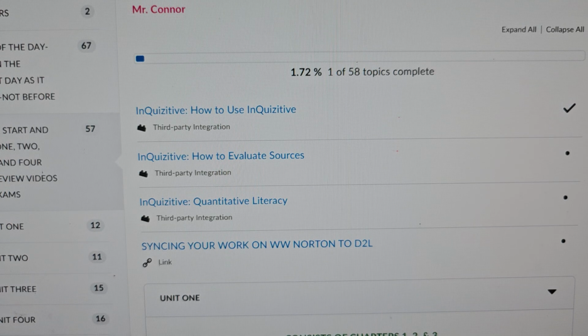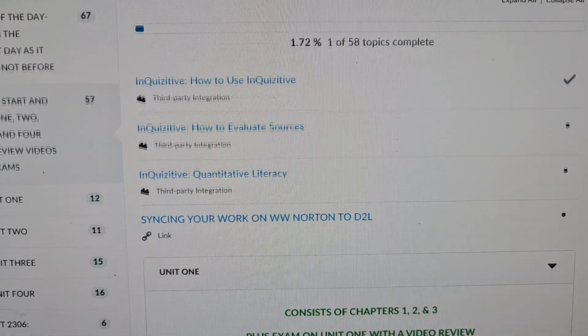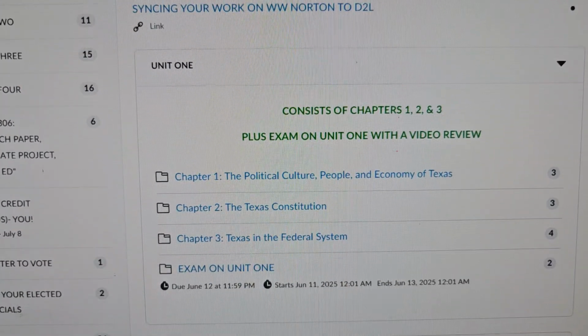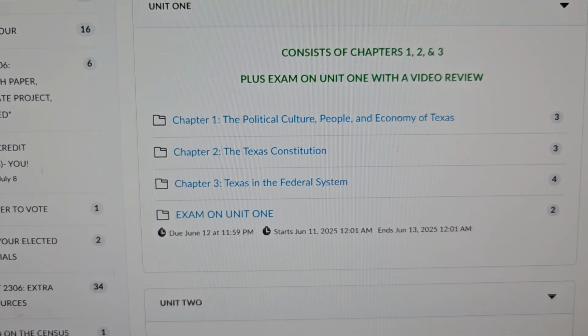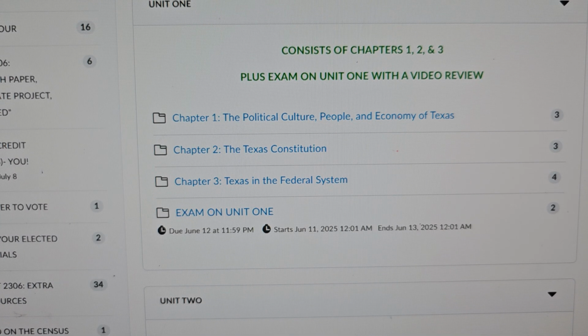Now, the course is divided into 4 units. Unit 1 consists of chapters 1, 2, and 3. So only 3 chapters. And at the end of that, you will have an exam on Unit 1. And you cannot do the exam until the day of the exam. You cannot do it ahead of time.